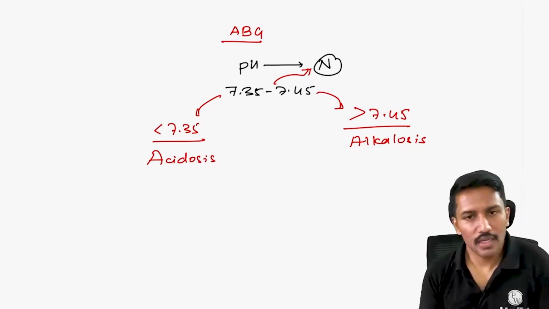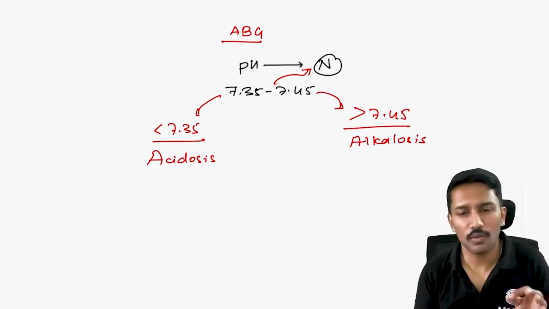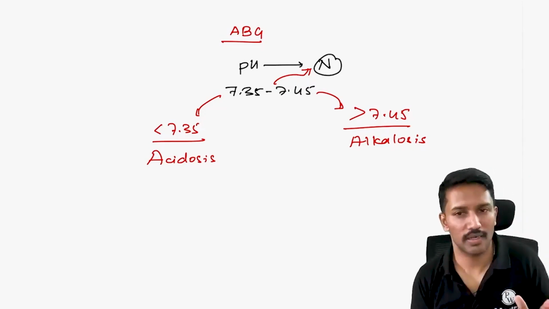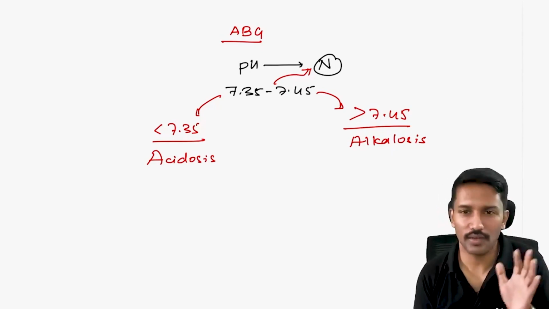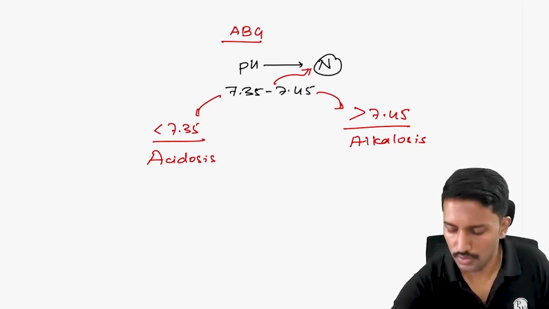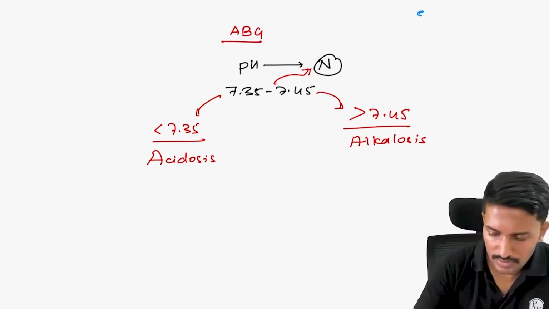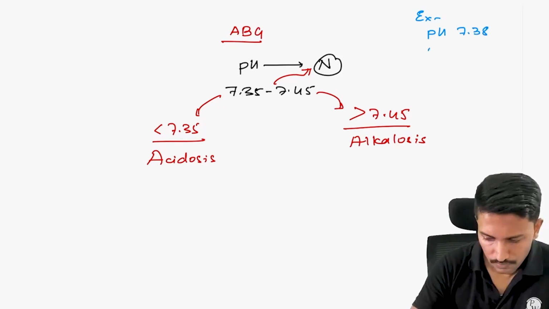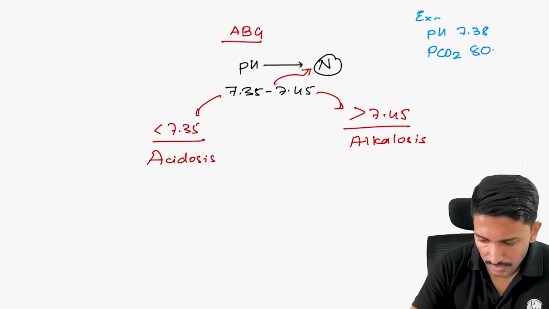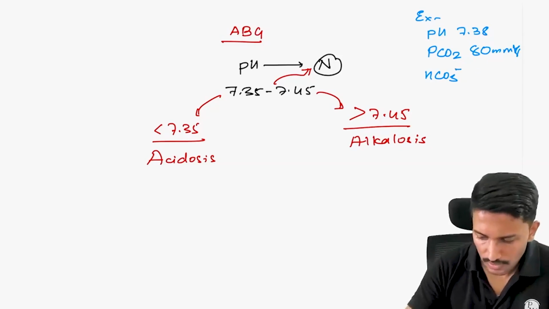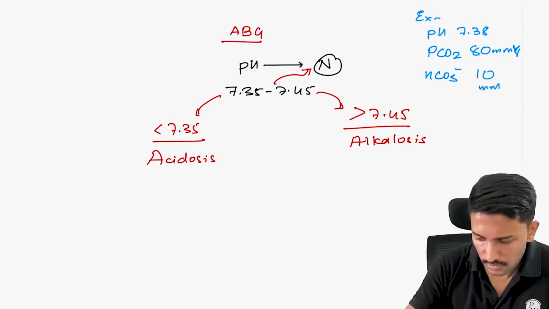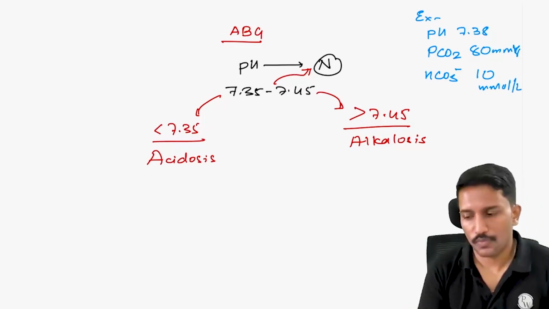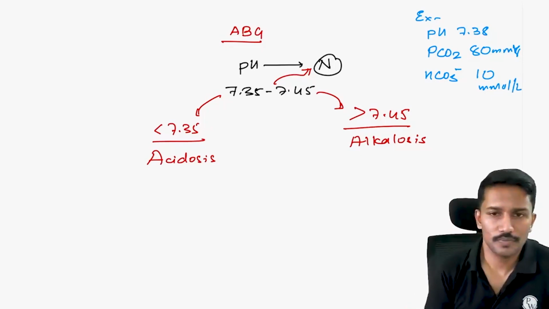But please remember, even if the pH is normal, it need not mean that there is no acid-base abnormality. Even with a normal pH, you can have acid-base abnormality. Let me give you an example ABG. Here pH is 7.38, PCO2 is 80 millimeters of mercury and bicarb is, let me say, 10 millimoles per liter.